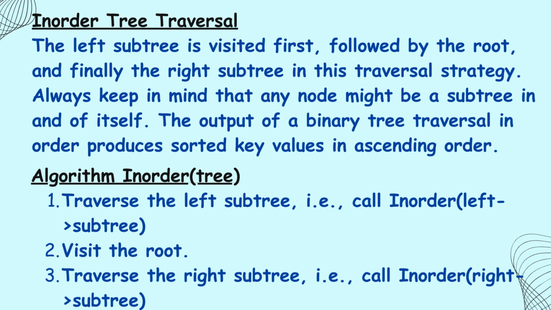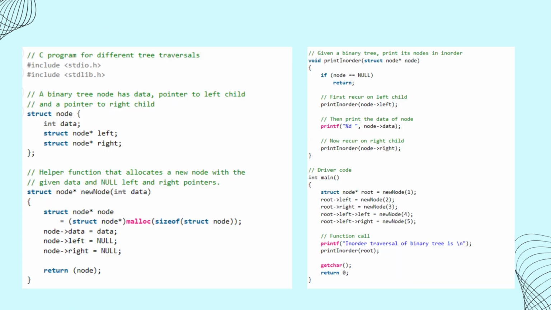Algorithm in-order tree. Traverse the left subtree, that is, call in-order left subtree, visit the root, traverse the right subtree, that is, call in-order right subtree. The program is as follows.